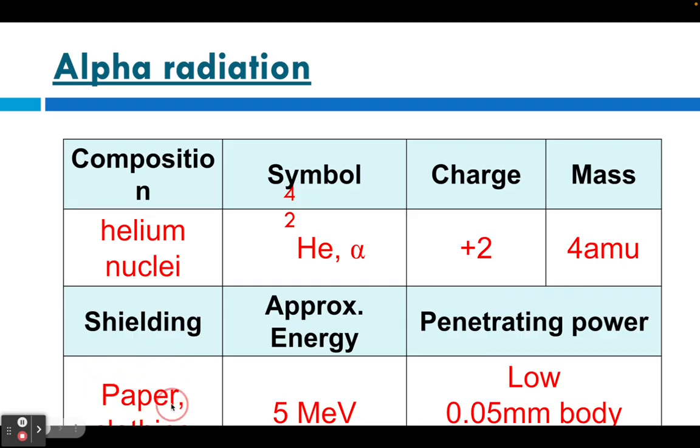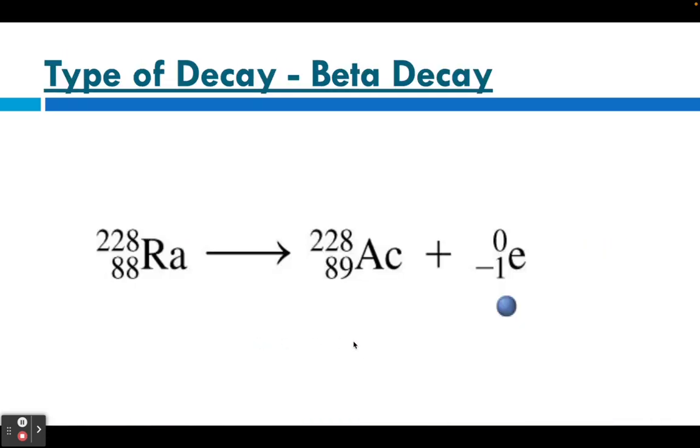So basically, paper is enough to block the particle. And this is the approximate energy of the particle. And then you have penetrating power. It's got low penetration. Because of the low penetration, it can basically be blocked by paper.